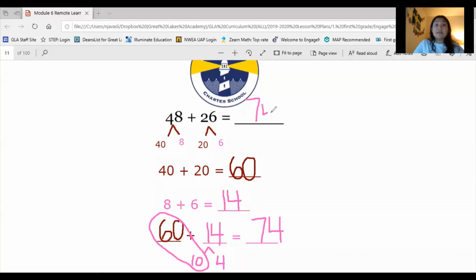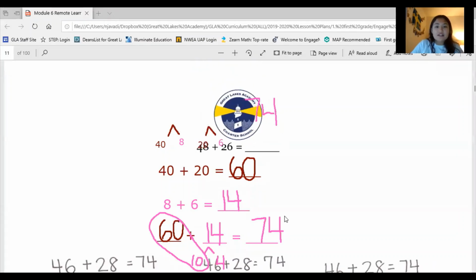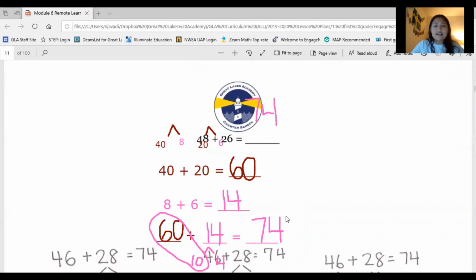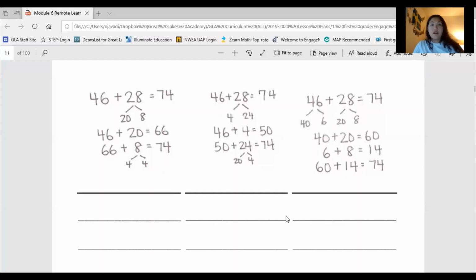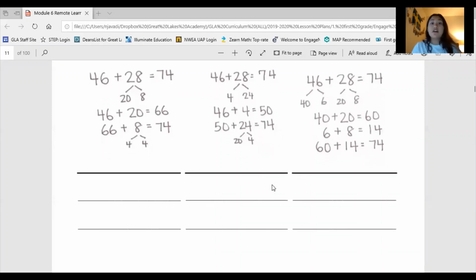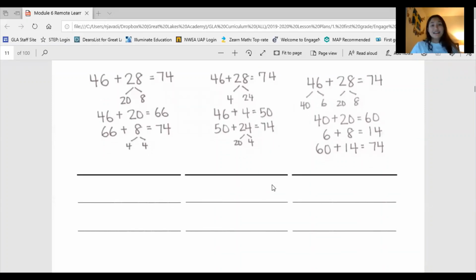Give me 2 thumbs up and a big bright face if you also got 74. Nice job. Now, we're going to look at some other scholars' work and see if they also solved the problem correctly. We're going to look at a few different ways that other scholars also solve the same problem, and you can decide which way you like to solve your own problems, which way is easiest, which way is hardest for you. Let's look at a few together.